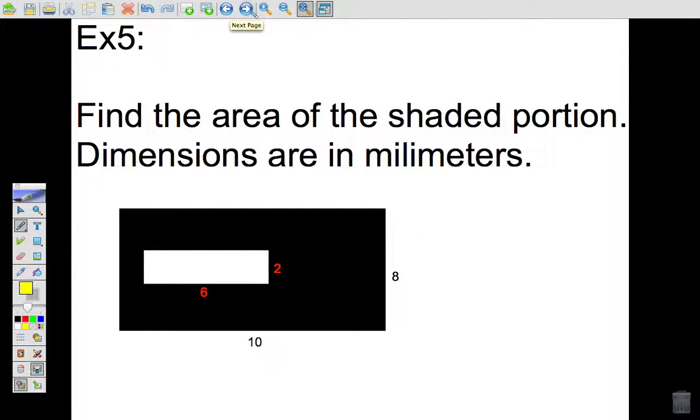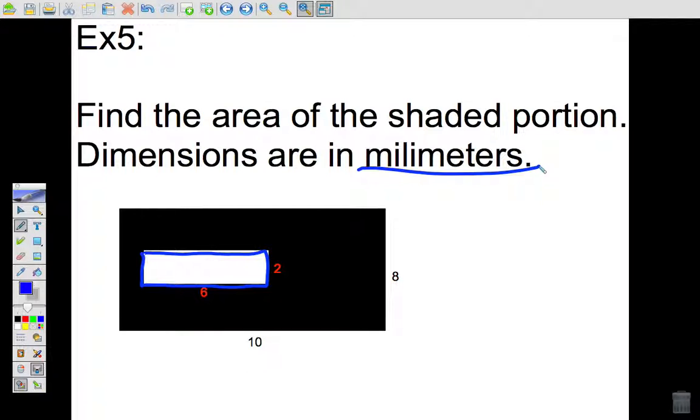All right, example 5. Now, this time we have a shape that looks like this. You have a shape within a shape. It says find the area of the shaded portion. Now, by the shaded portion, we mean the black. So this might be a pool in the backyard, and maybe everything in black is concrete, and then you might have the actual pool part right here. This is your pool, and obviously it wouldn't be in millimeters, but in this problem here, it's labeled as millimeters. So you want to find out how much concrete, or the black, you need to put down.